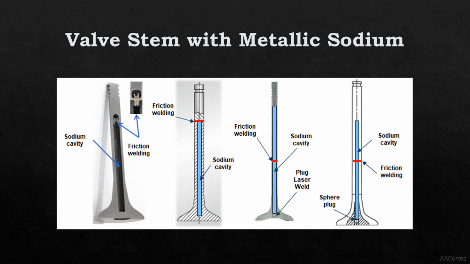When installed in an operating engine, the sodium melts. When the valve stem reaches approximately 208 degrees Fahrenheit, the melted sodium circulates naturally due to the up and down motion of the valve and helps carry heat from the valve head into the stem where it is dissipated through the cylinder head.